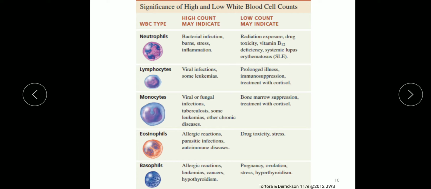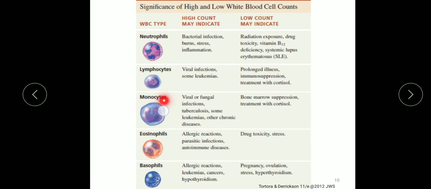Because each type of WBC plays a different role, determining the percentage of each type in the blood assists in diagnosing the condition. For example, neutrophils increase during bacterial infection, whereas they decrease during radiation exposure or drug toxicity. Lymphocyte numbers go high when there is a viral infection, and go down due to prolonged illness.